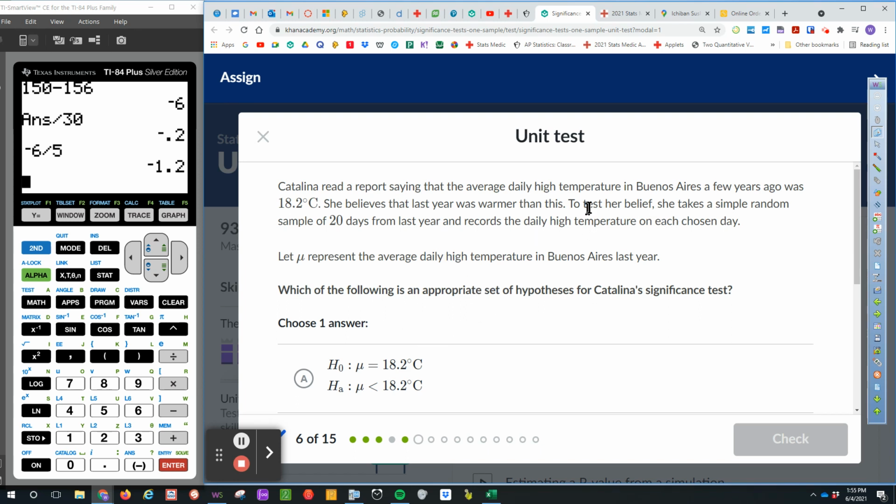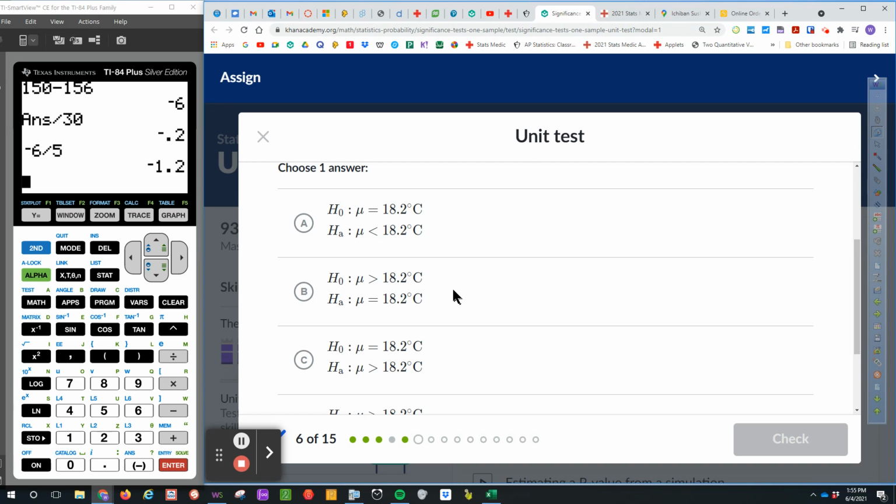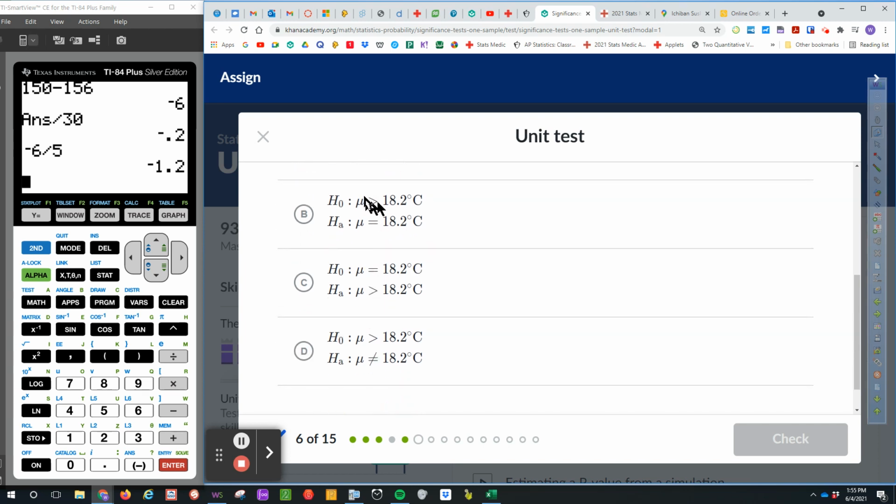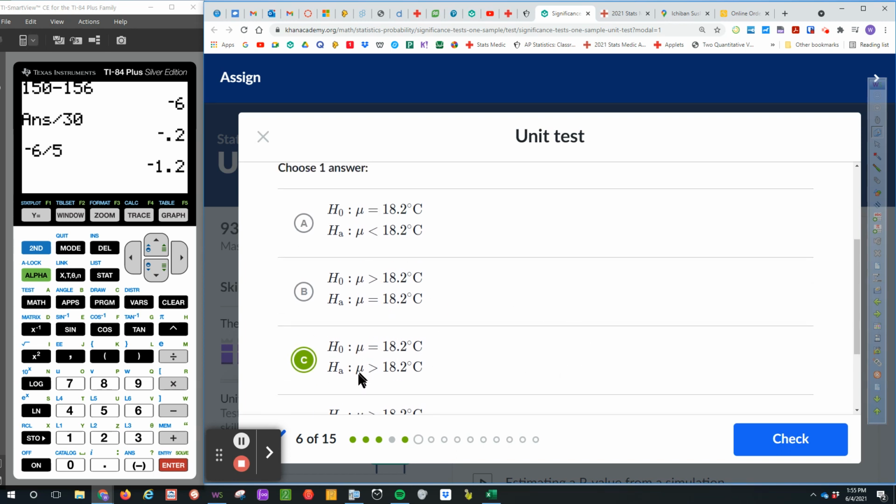And she wants to test if it was warmer, right? She believed that last year was warmer. So the null is equal to 18.2. This is less than. No, we want more than. Remember, the null hypothesis cannot have a more than sign. It has to always be equal to. So B and D are out. So only A and C. C is correct because the alternative hypothesis is greater, right? Warmer is greater.